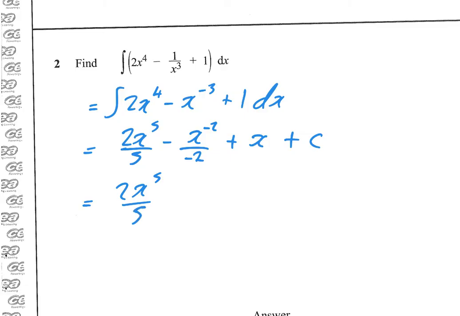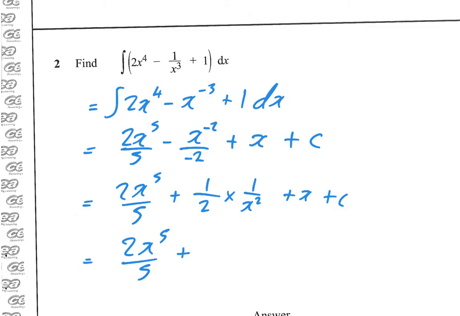2x to the 5 over 5, and then minus divided by minus is a plus, and also that's going to be positive, and then we could split this term up as being 1 over 2 times 1 over x squared, plus your x plus your c. So that's 2x to the 5 over 5, and then the middle term here, 1 times 1 is 1, 2 times the x squared is 2x squared, and then plus your x and plus your c, and that should give you the full marks.